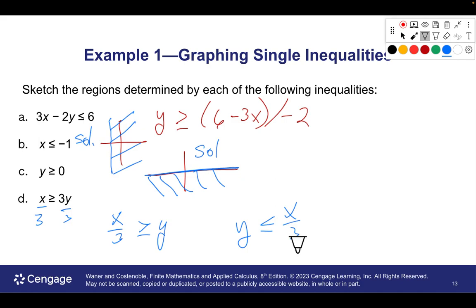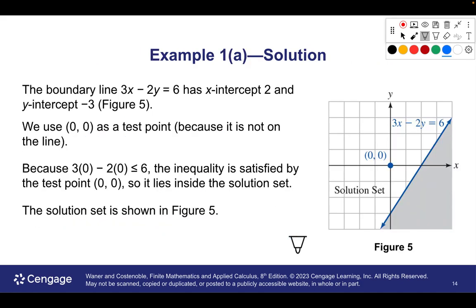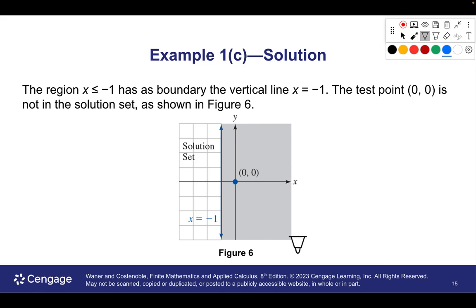Okay, and they showed these. So this is the line of 3x minus 2y equals 6. And remember, we want the solution set to be greater than, so we shade the lower part. That's what it would look like on our calculator. Okay. Here's our x less than -1. So this is our solution set that I drew. This is not the solution set. Okay.